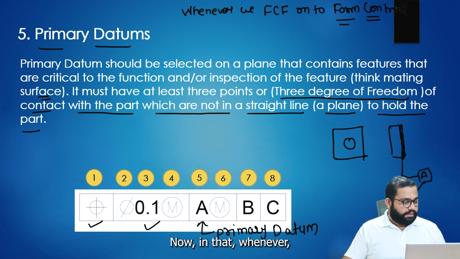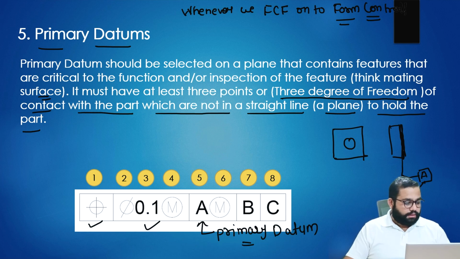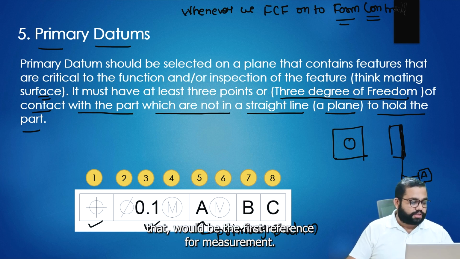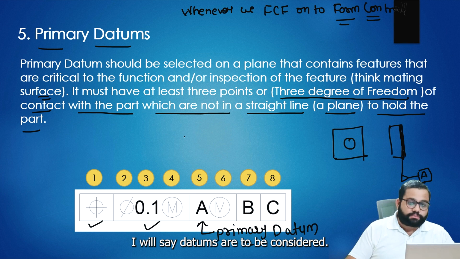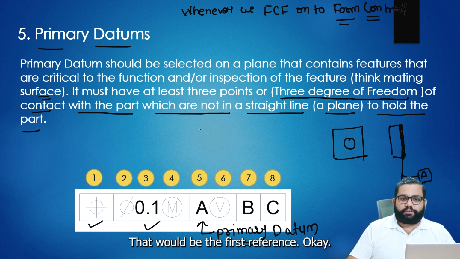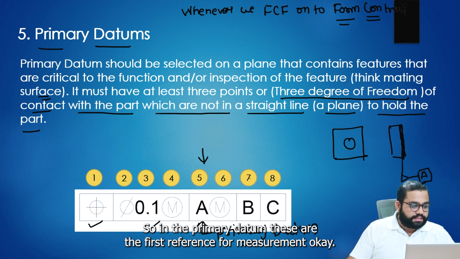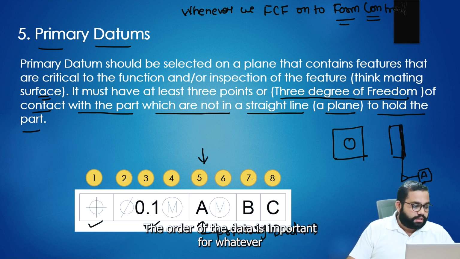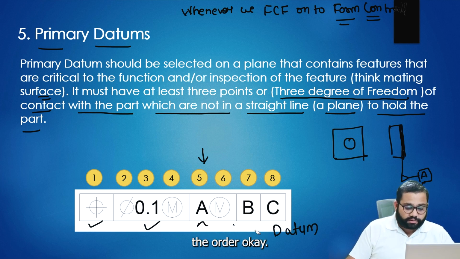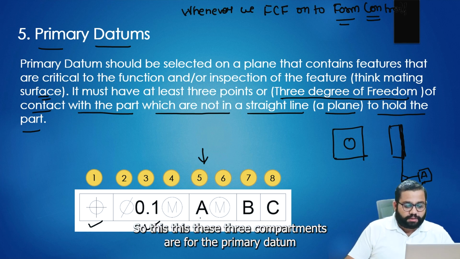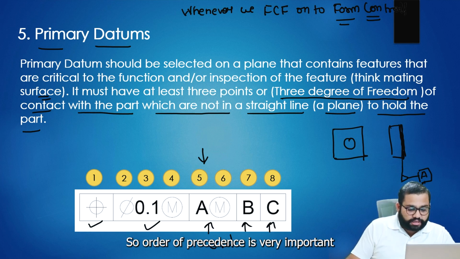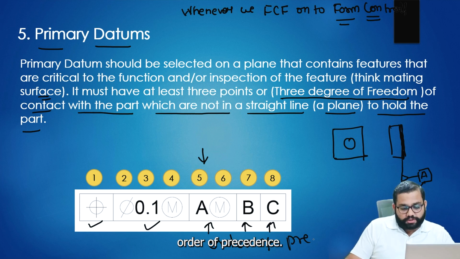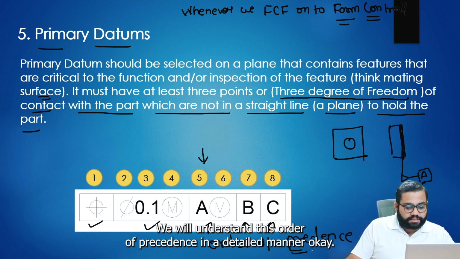Now, whenever a datum is considered, that would be the first reference for measurement. So in the primary datum, these are the first reference for measurement. The order of the datum is important. These three compartments are for the primary datum, secondary datum, and tertiary datum. So order of precedence is very important. We will understand this order of precedence in a detailed manner.